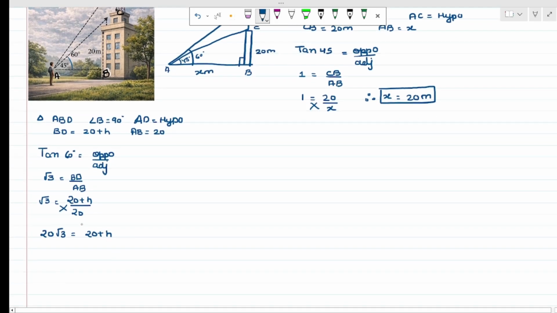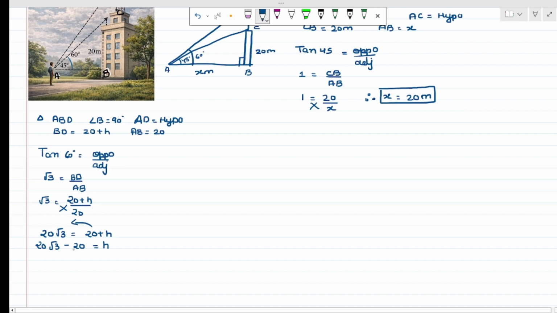Now, the question asked over here was to find the value of H. So I will change the sign of 20. What will I get? 20 root 3 minus 20 will be equal to H. Now, you should be clear that this is my irrational number and this is my natural number. You can't subtract them.